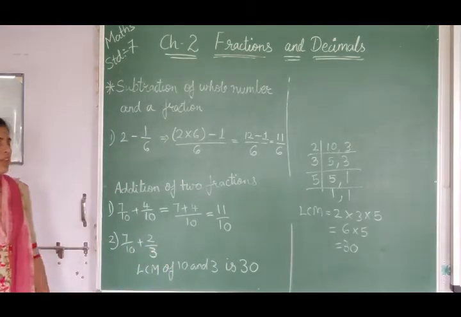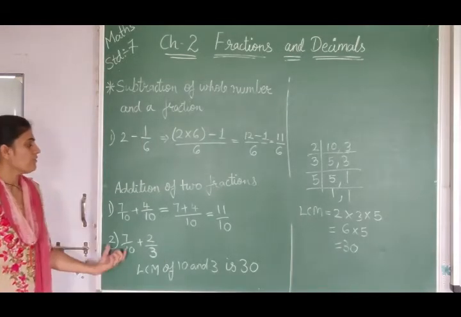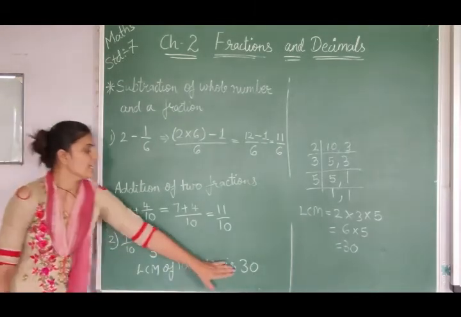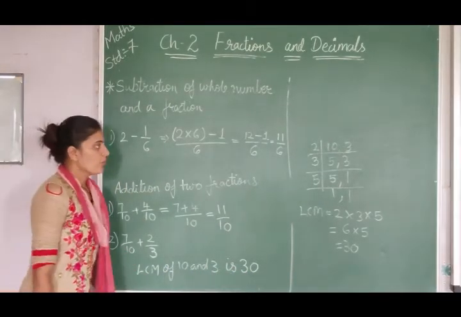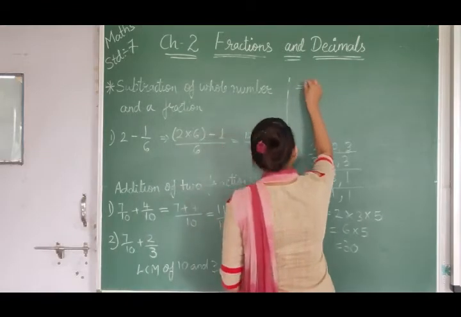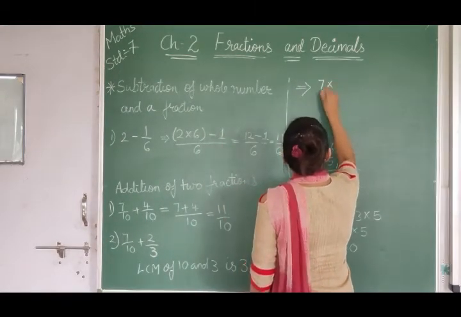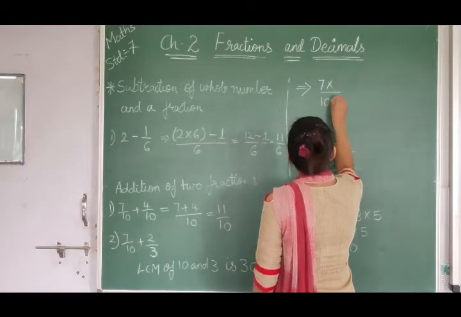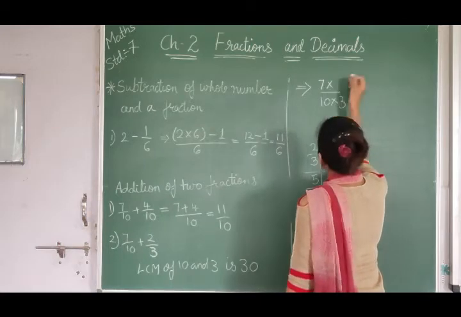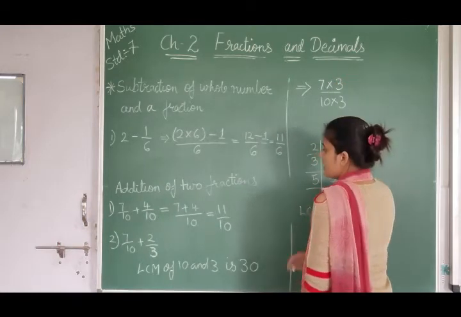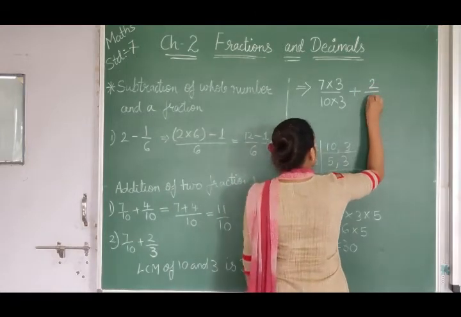So what do we have to make? Here we want 30, and here also we want 30. So what do we multiply with 10 to get 30? We have to multiply 10 by 3. So 7 multiplied by 3 as well, because 10 multiplied by 3, that same number we have to multiply over here. After that plus 2 by 3.